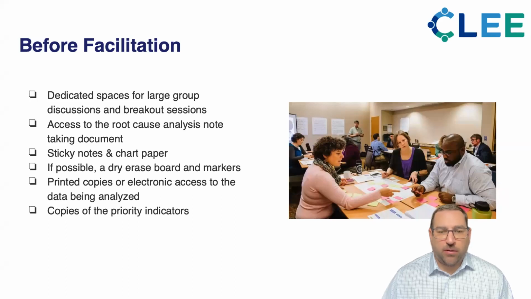For this protocol, you'll want a space that comfortably fits your collaborative team as a whole, the facilitators, along with space for individual breakout sessions where groups can work on separate root cause analysis. Each small group should have access to the root cause analysis note-taking document, sticky notes, chart paper, and if possible, a dry erase board and markers. Participants will also need either printed copies or electronic access to the data being analyzed.